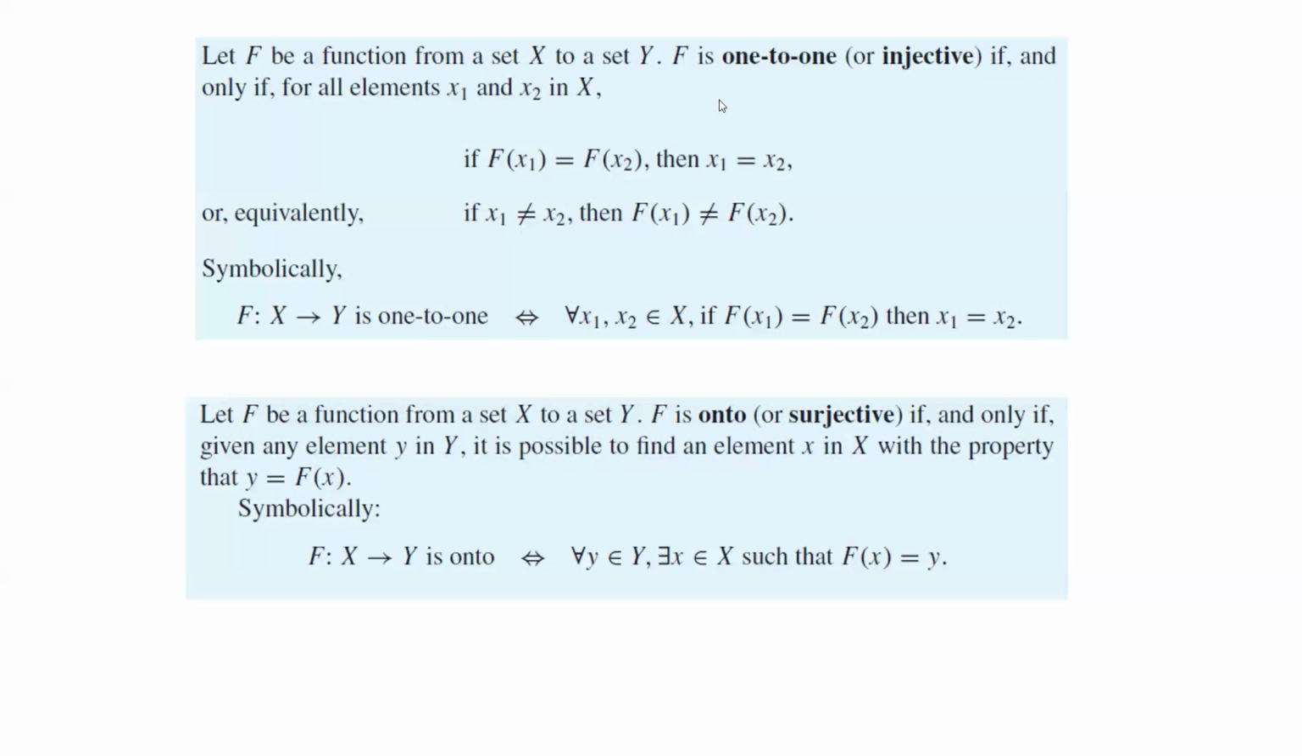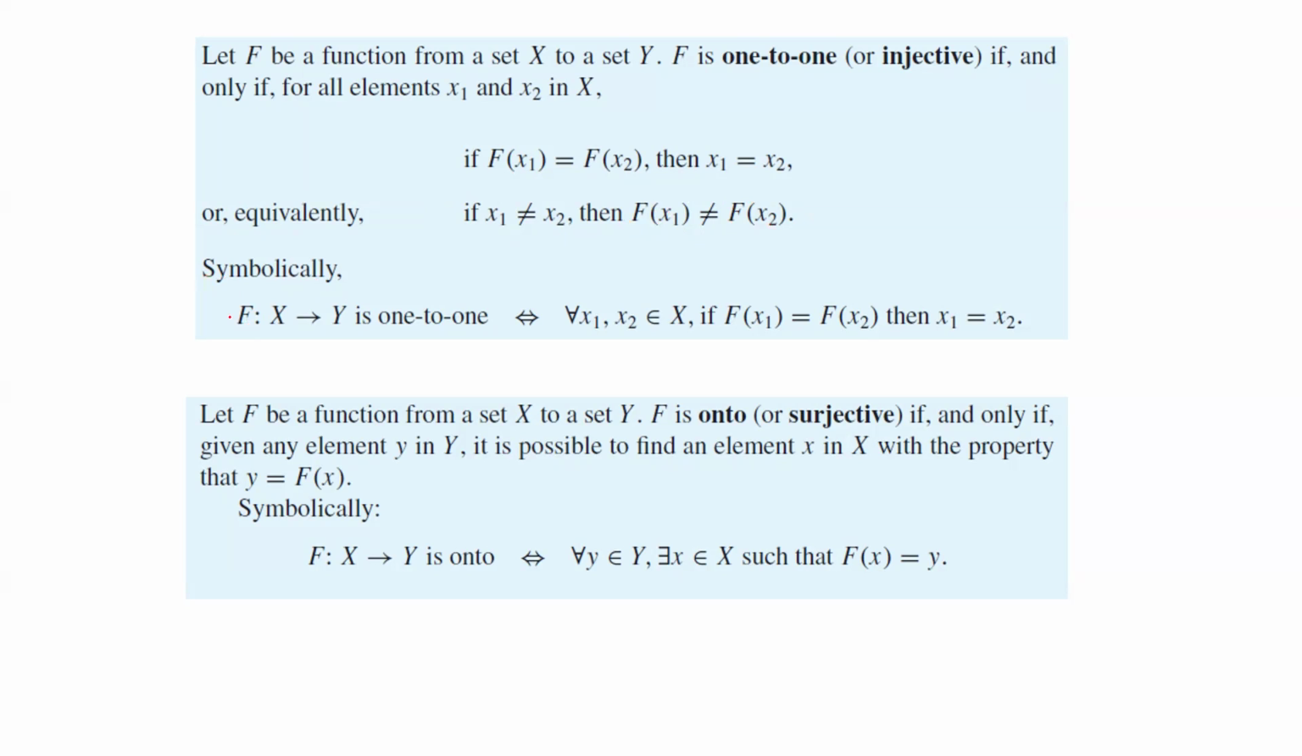We're going to start talking about one-to-one and onto functions, and then move on to linear transformations. Let f be a function from a set X to a set Y. F is called one-to-one or injective if and only if for all elements x1 and x2 in set X, if y values are equal to each other, then you can conclude that x values are equal. Equivalently, if x values are different from each other, you can conclude that y values are different from each other.